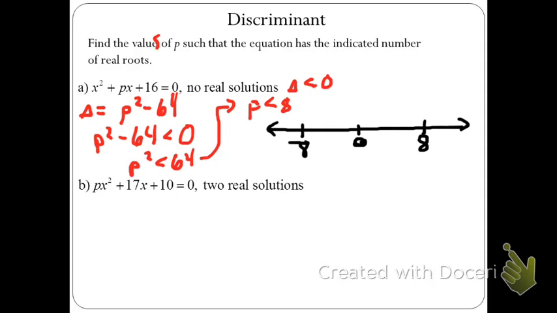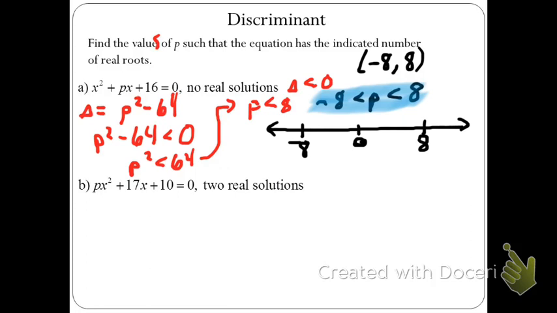Because if you pick, say, negative 7, well, 49 minus 64 is negative. But if you pick, say, negative 9, well, 81 minus 64 is not negative. Anything between negative 8 and 8 will give us no real solutions for this equation. So you could write your answer like this, that p has to be between negative 8 and 8, or if you prefer to use the interval notation that you've learned, p could be anything from negative 8 to positive 8. It can't be equal to 8 either, because 8 squared minus 64 would be equal to 0.